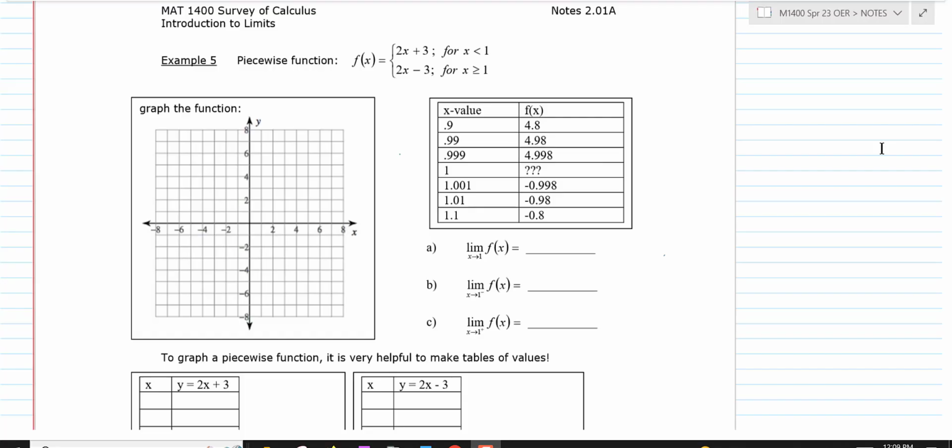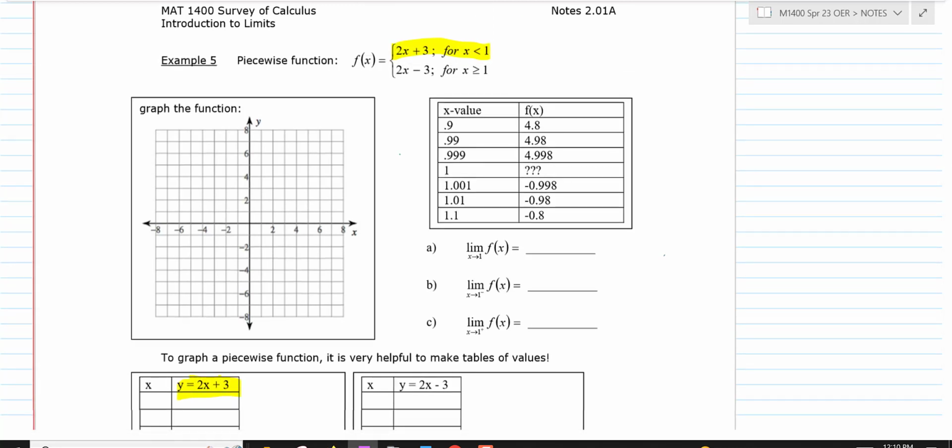the calculator yet. So a piecewise function, you have two pieces or three pieces. So you have this 2x plus 3, and then you have 2x minus 3, and they're defined on different intervals, okay? So what we want to do on this is to begin with, I'm going to have you fill this out. We're going to do this piece right here. So there will be a table of values that I gave you like this.